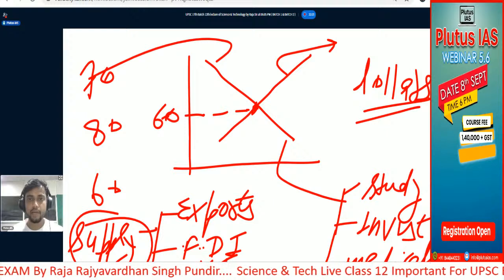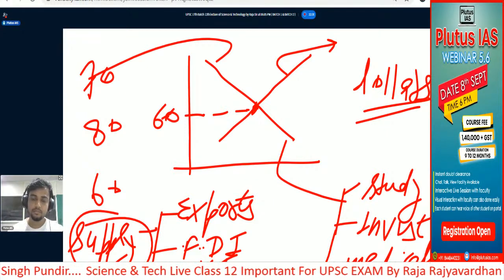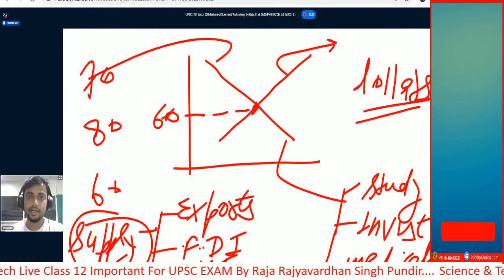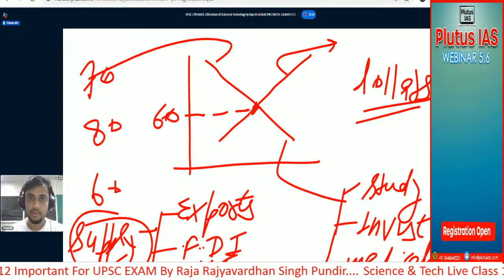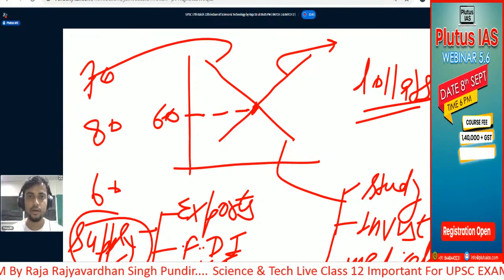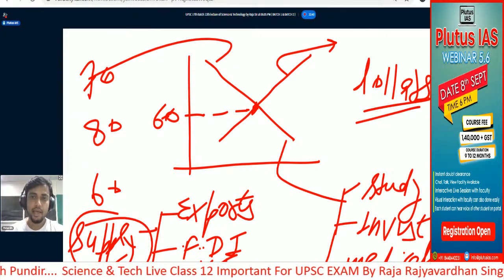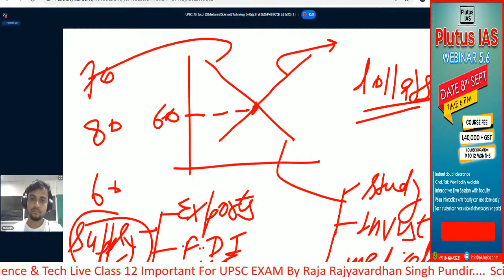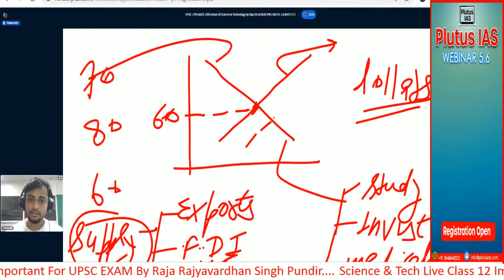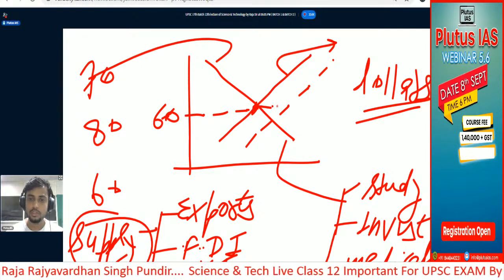Okay, now consider that India is exporting more, and India is getting enough FDI. So the supply of dollars is getting increased in the economy, because we are getting more dollars by way of exports, by way of FDI, and by way of the NRIs earning money. So at the same exchange rate, now we have more dollars in the economy.